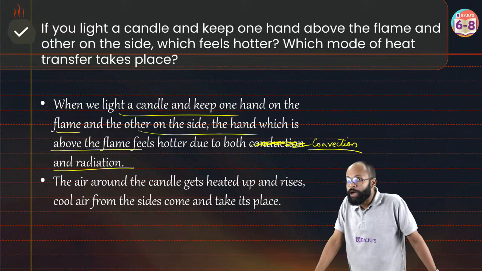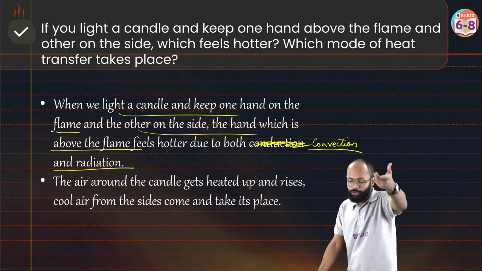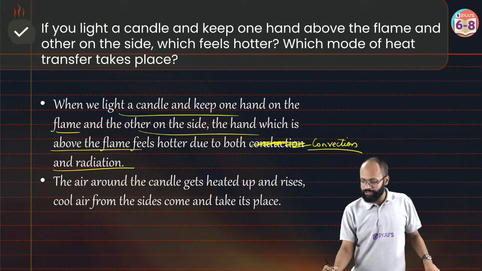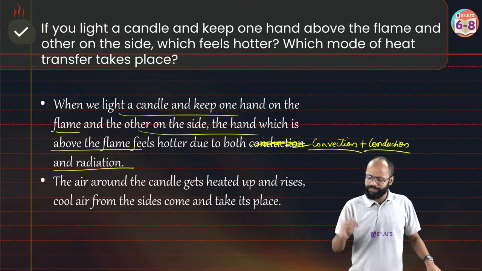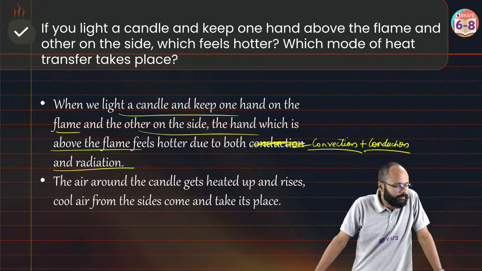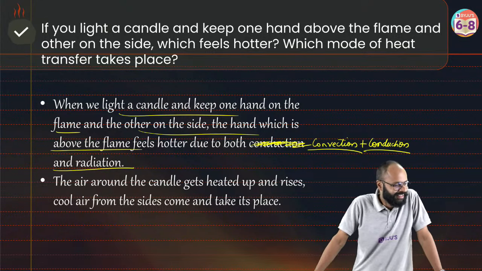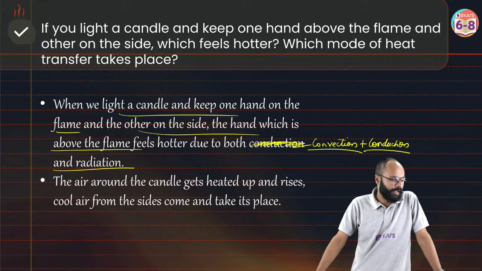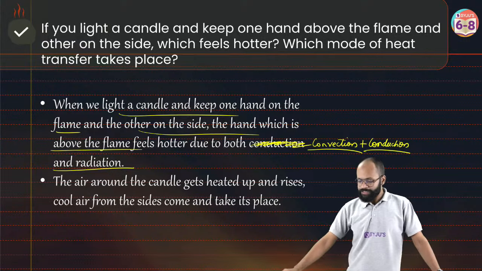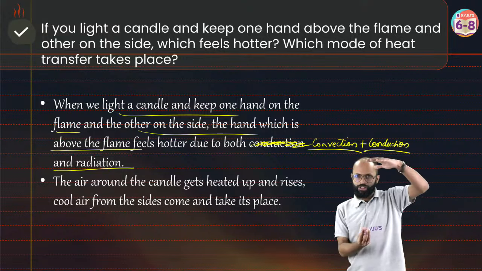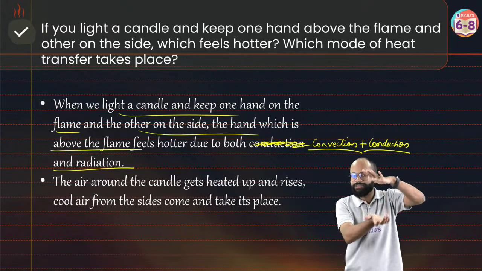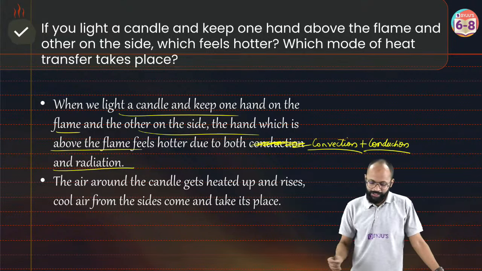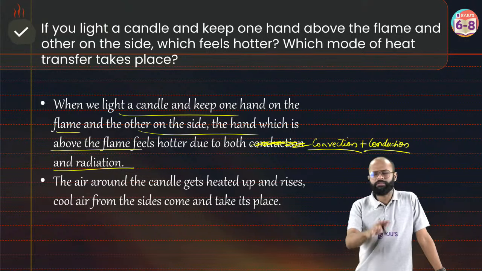Hot air is rising up and then it is touching you. So that's why we can say convection plus conduction, because hot air is rising up. Correct. The reason conduction comes in here is that because of convection, this hot air is rising up, and then this hot air is touching your hand. That is why you are feeling hot. So we can say due to conduction, convection and radiation.